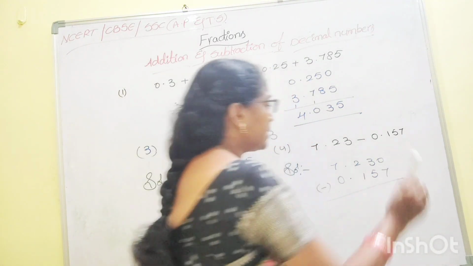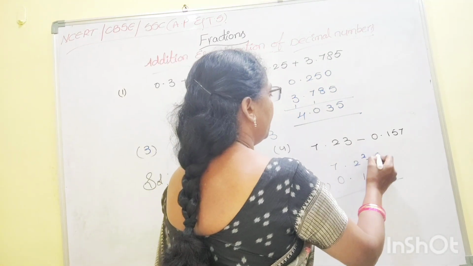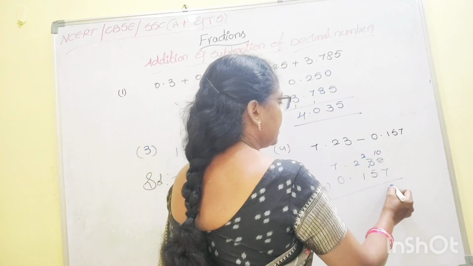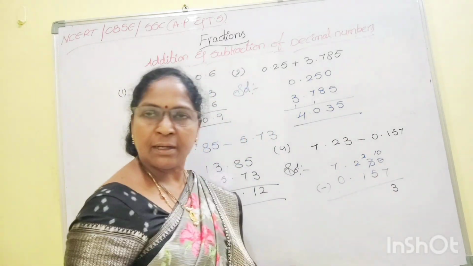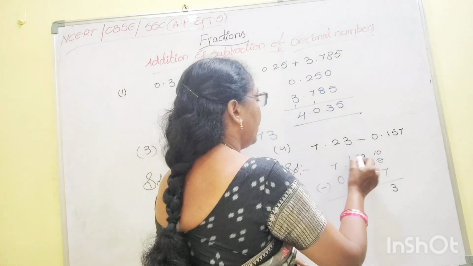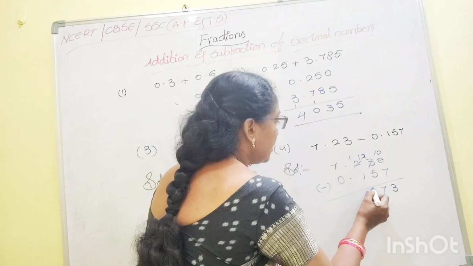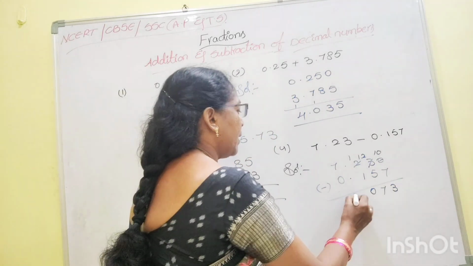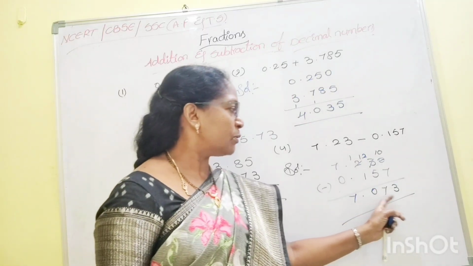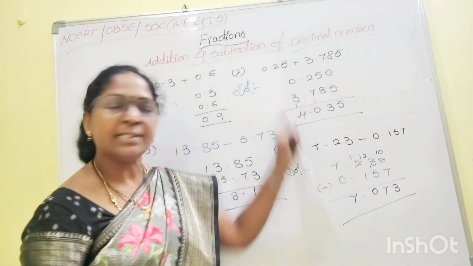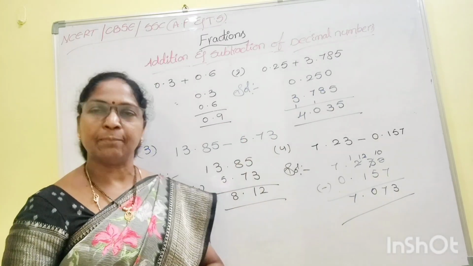Now 0 minus 7, is it possible? No. Borrow 1. Here cut it, here 10. 10 minus 7 is 3. Procedure is the same. Here again 2 minus 5 is not possible. Again borrow 1. Again 1, 2. 12 minus 5 is 7. 1 minus 1, 0. 7 minus 0 is 7. So 7.073 is the answer. This is the way of adding and subtracting decimal numbers.